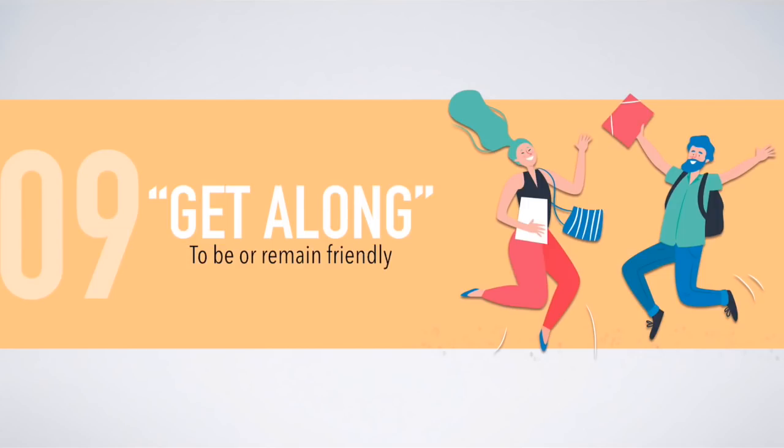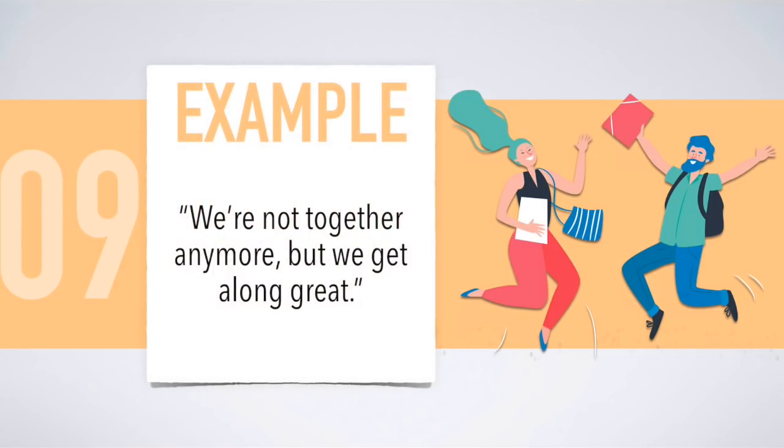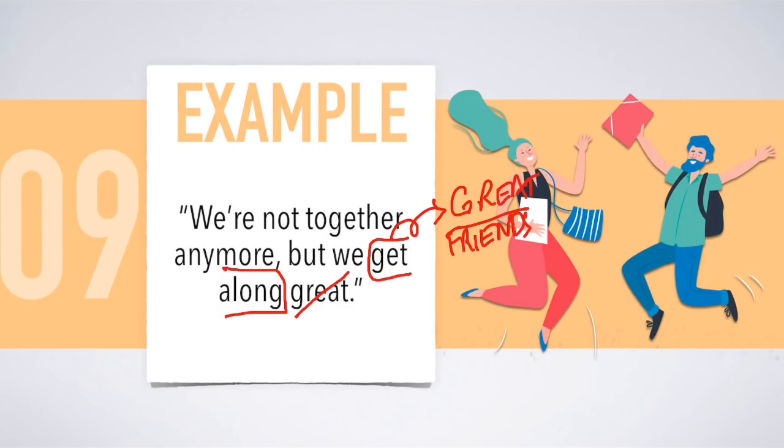All right, number 9, get along. Get along. It means to be or remain friendly. Here's the example. We're not together anymore, but we get along great. All right, so get along is right here. And instead of get along, we can say great friends, okay? Great friends. Now, since we have great right here, we can erase it from here. So, but we are great friends. So let's add the R right here as well.